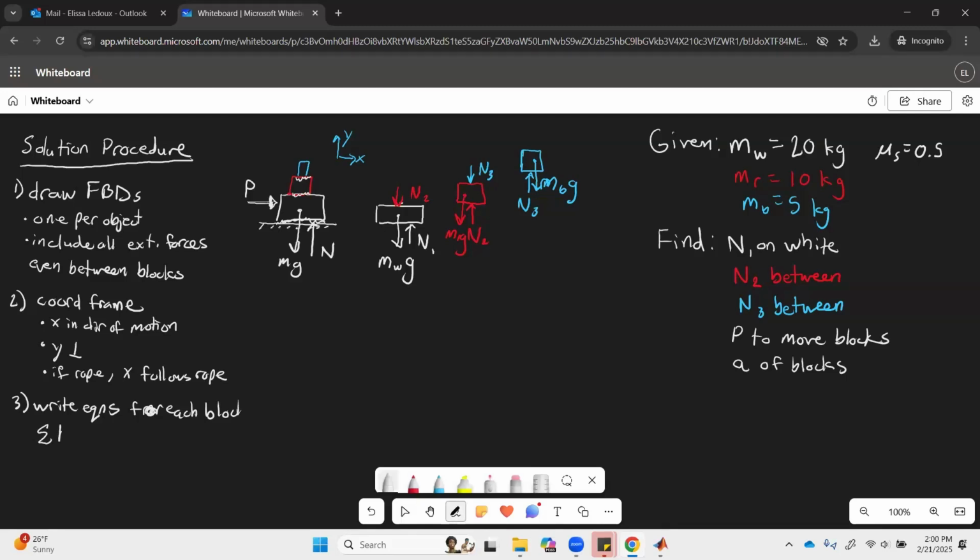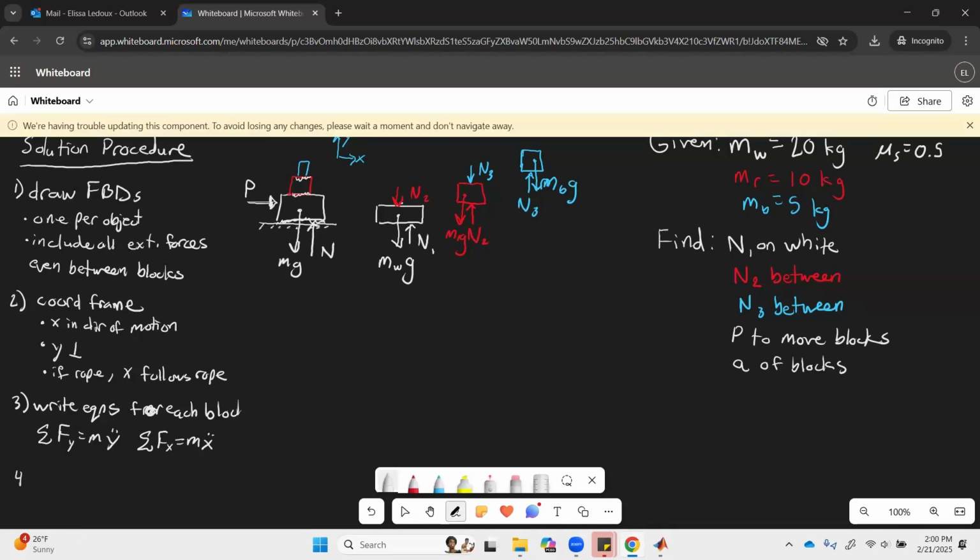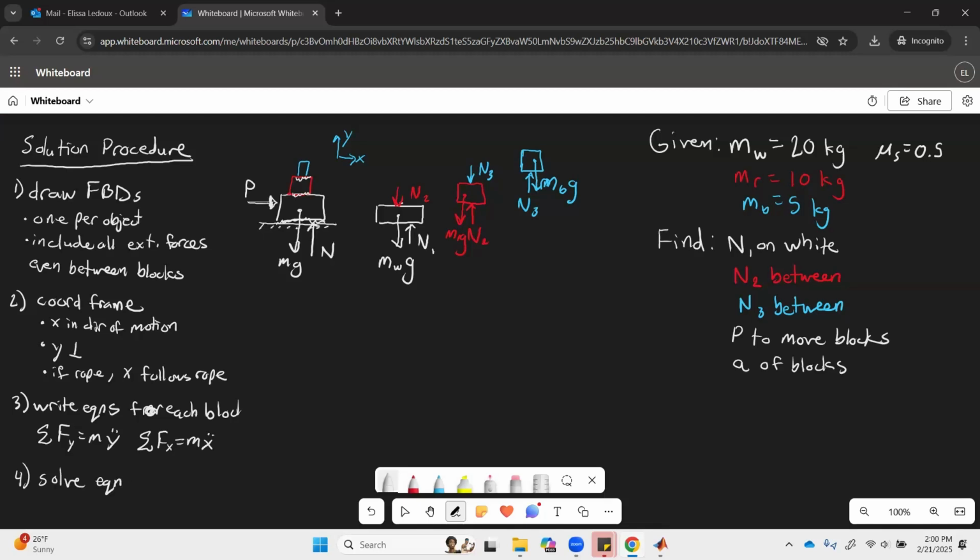So we'll have sum of the forces in Y equals M Y double dot, usually equals 0. Sum of the forces in X equals M X double dot, may or may not be 0. And then finally, 4, we solve the equations. So here we need to solve for all the normal forces, then P, and then A.